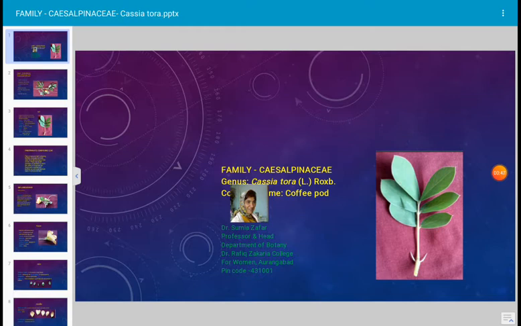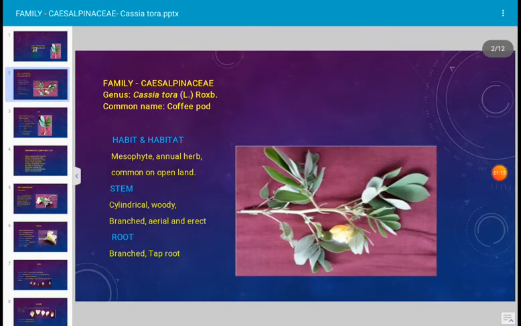In Karnataka it is called Tarvata. And the leaves of this Tarvata plant, that is Cassia tora, the tender leaves are cooked as vegetable and this is very commonly eaten vegetable in Karnataka and it is a medicinally important plant. Next, the family of Cassia tora is Cisalpinaceae family.